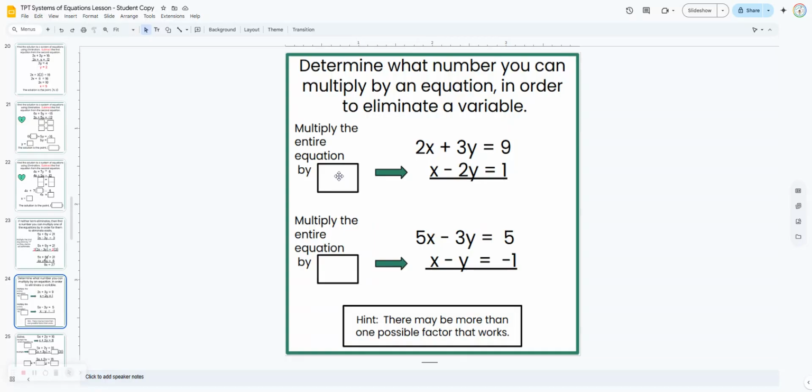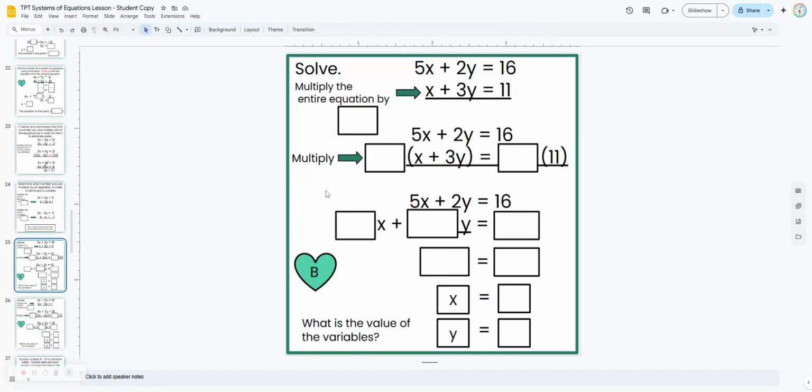So on the next slide, they're just going to be determining what they could multiply the second equation by in order to eliminate a variable. So their answers could be different here. If I multiply by 2, then I could subtract the two equations because I'd get 2x here, negative 4y equals 2, and I could subtract. If I multiply by negative 2, then I could just add the two equations together because I'd have a negative 2x here. So they're going to have different answers. So you want them just to think about, we're not solving anything here, just think about what they could multiply that second equation by.